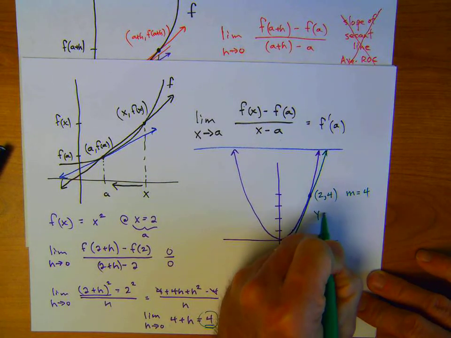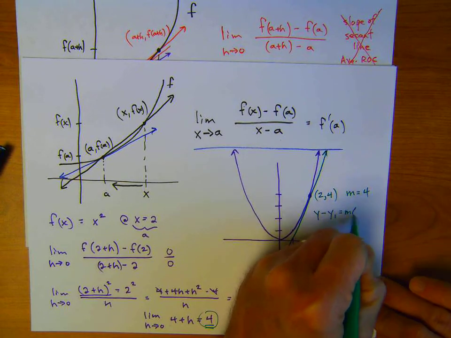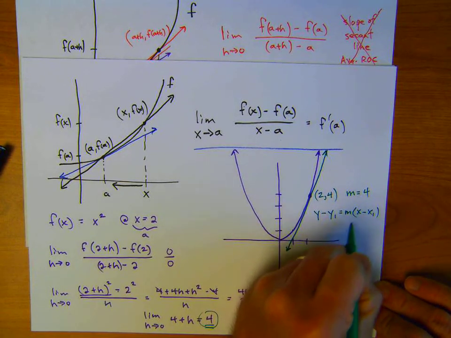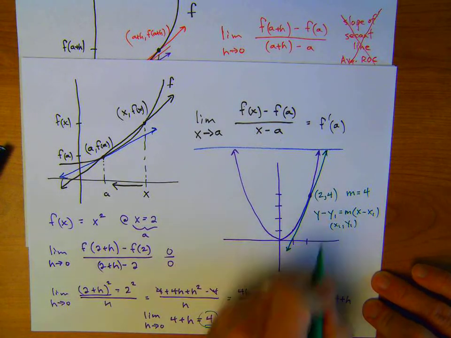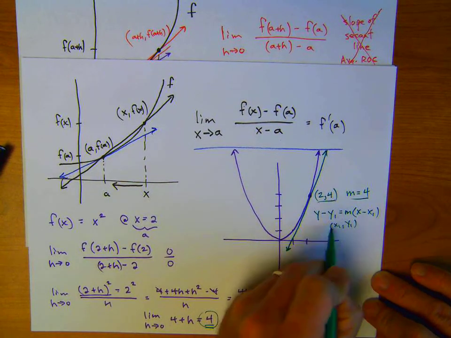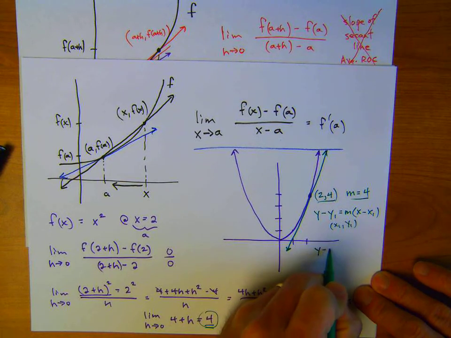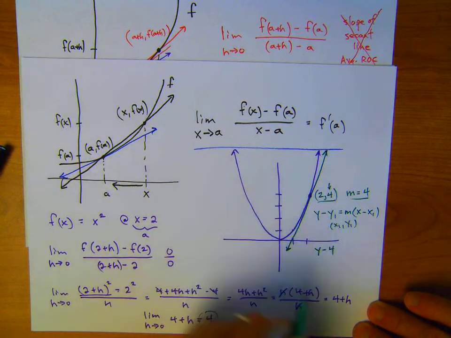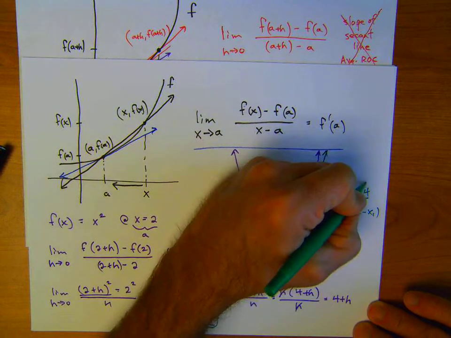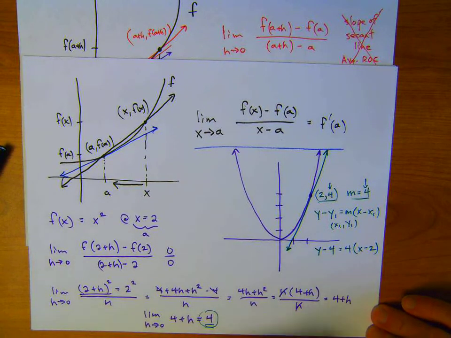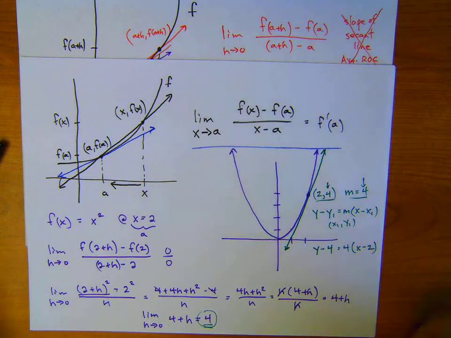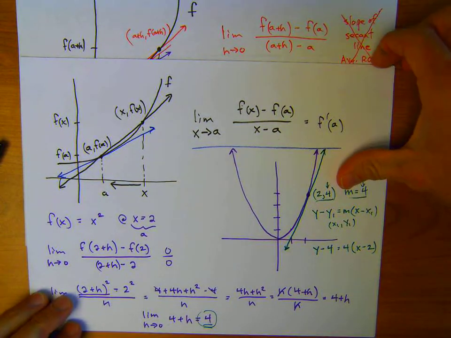Remember, y minus y1 equals m times x minus x1, where x1 and y1 is a point on the line. y and x remain variables. So here's a point on the line, here's our slope, and we can just plug in. We have y minus 4, because that's our y value, equals 4, because that's our slope, times x minus 2. You can simplify that if you want, or leave it as is. Either way is fine. In the interest of time, I'm just going to leave it like it is. I promised you I would show you both ways to do this.